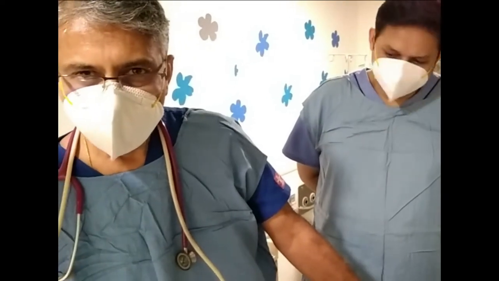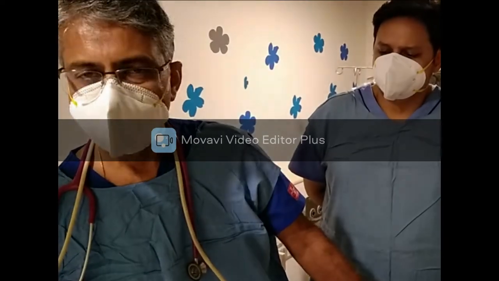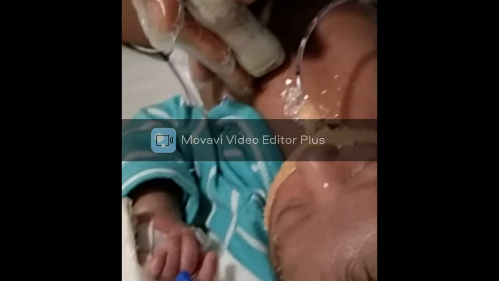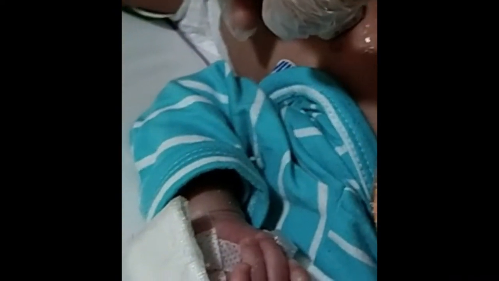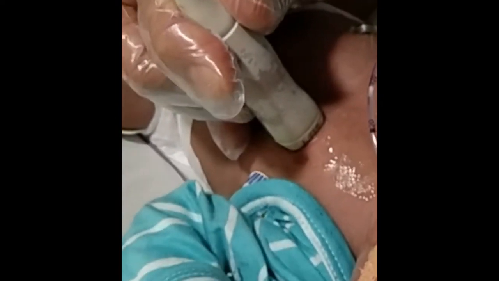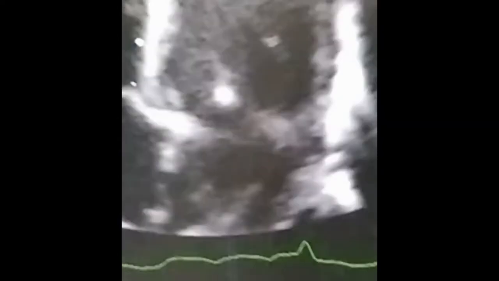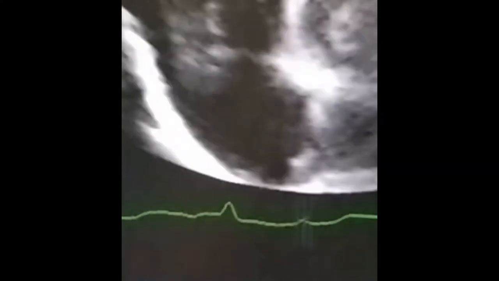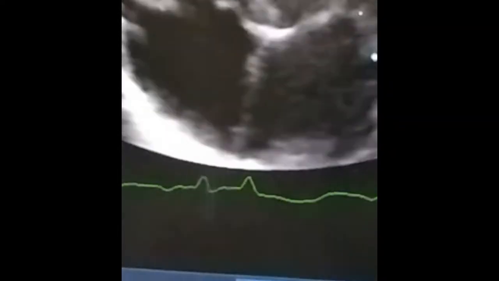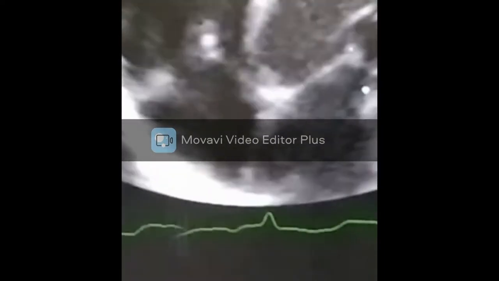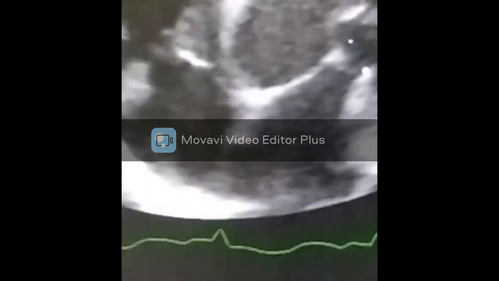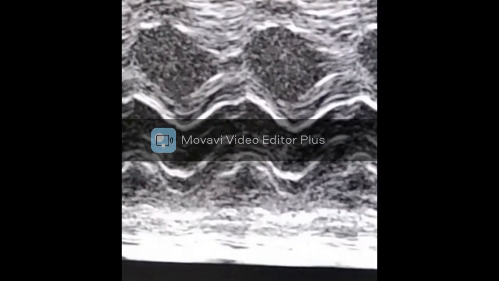Now, mitral annular plane systolic excursion. What is MAPSE? Again, I keep the probe in the apical area with the marker facing to the left, and you get the four chamber view like this. Can you see that? All the four chambers you can see? Yes, sir. Now I'll take the cursor here. This is the mitral valve, the left aspect of the mitral annulus. I will put the M-mode. This is what you see.